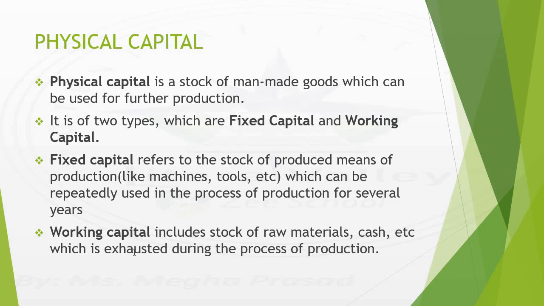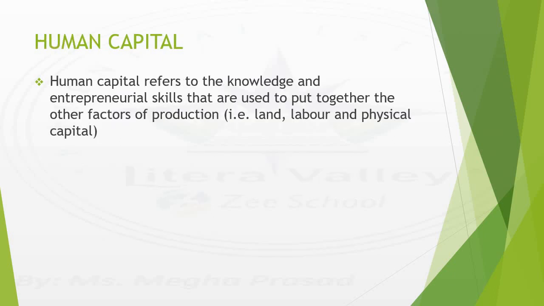And this fruit is the raw material. This term raw material is used over here. So that fruit is the raw material that is being used as working capital. The last factor of production is human capital. Human capital refers to the knowledge and entrepreneurial skill that are used to put together the other factors of production, that is land, labor and physical capital.